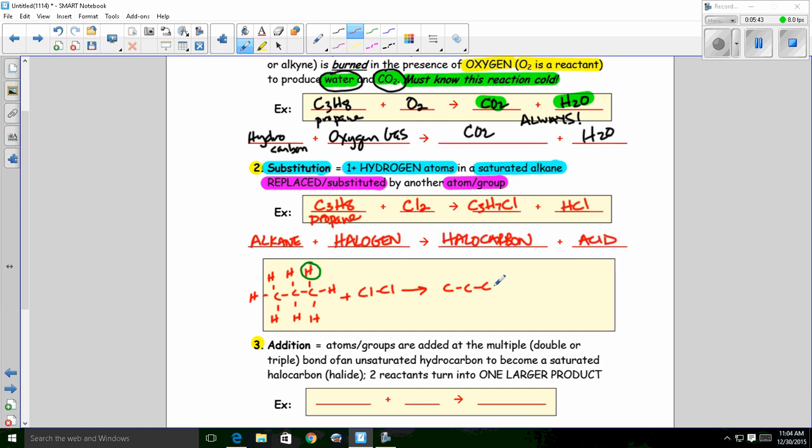And let's draw the base of our propane molecule. It'll look like this. And what's happening now is that at this location right here, the hydrogen is being replaced by the chlorine.